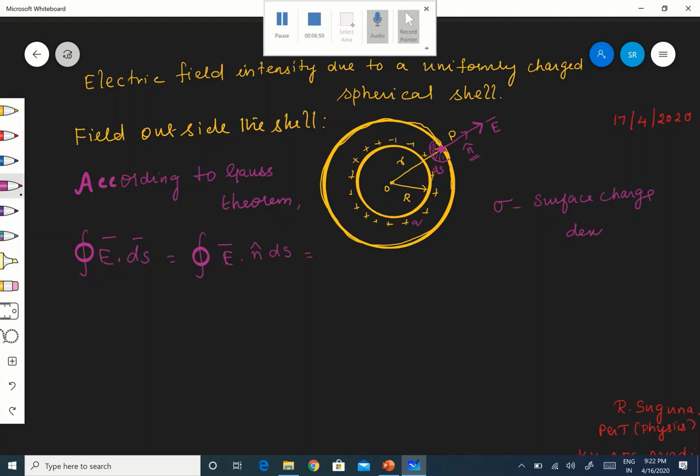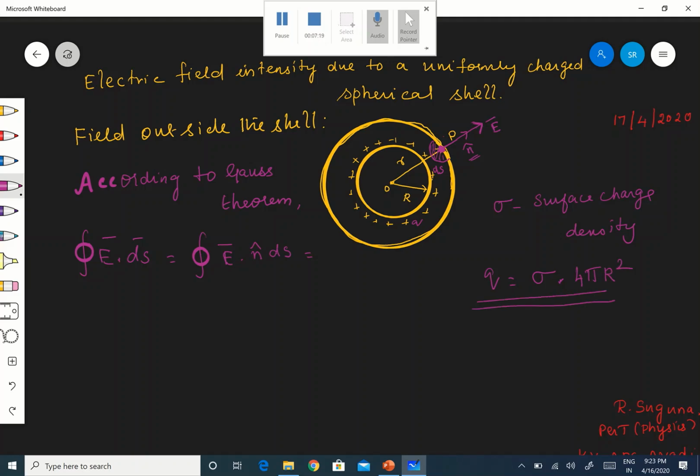Let sigma be the surface charge density of the sphere. Therefore Q is the total charge. How can I represent Q? Q is nothing but the surface charge density times the surface area of the charged sphere, that is 4 pi r squared. Is it clear?